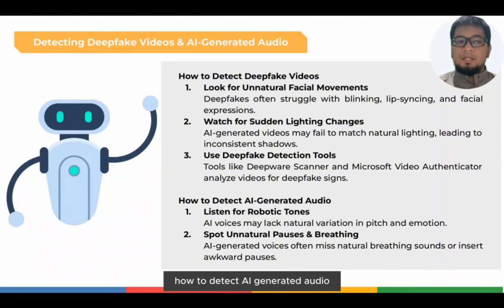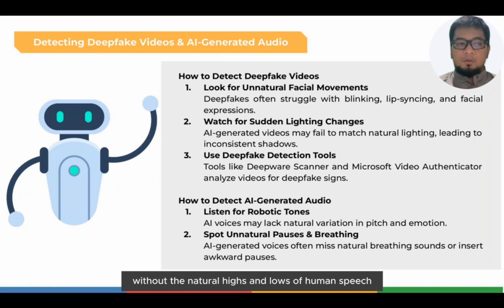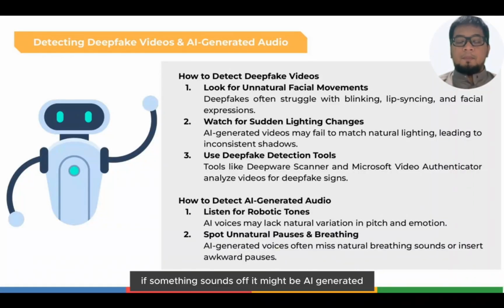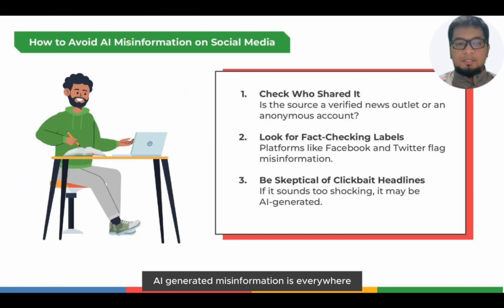How to detect AI-generated audio. Listen for robotic tones. AI-generated voices lack natural variation in pitch and emotion. They often sound flat or overly smooth without the natural highs and lows of human speech. Spot unnatural pauses and breathing. AI voices often miss breathing sounds or insert awkward pauses in places where a real person wouldn't. If something sounds off, it might be AI-generated. AI-generated videos and audio are getting better, but by staying aware of these signs, you can spot the fakes before they mislead you.